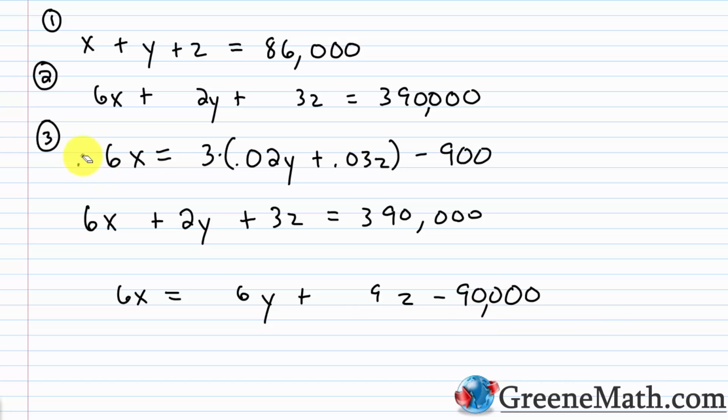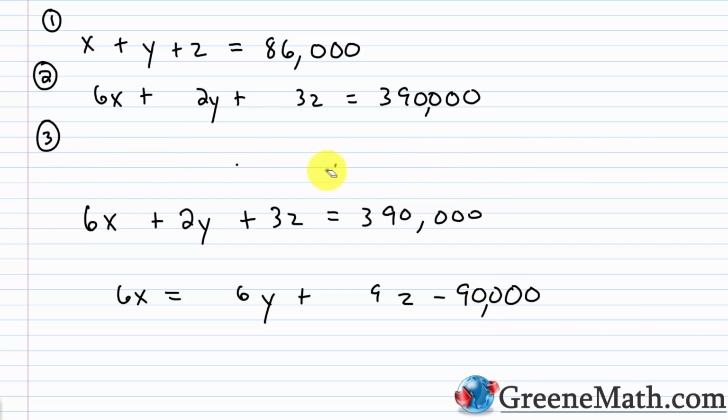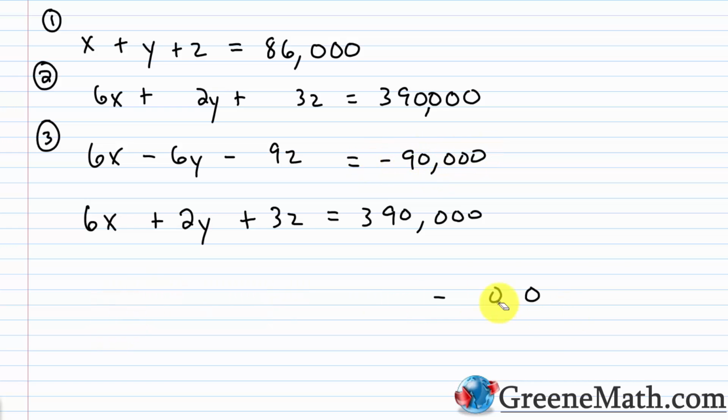So I can erase this. And let me just write it in this format. So I'd have 6x. Let me subtract away 6y from each side. Let me subtract away 9z from each side. And this will equal negative 90,000. Okay, so let me erase this. And so I'll write 6x minus 6y minus 9z is equal to negative 90,000.